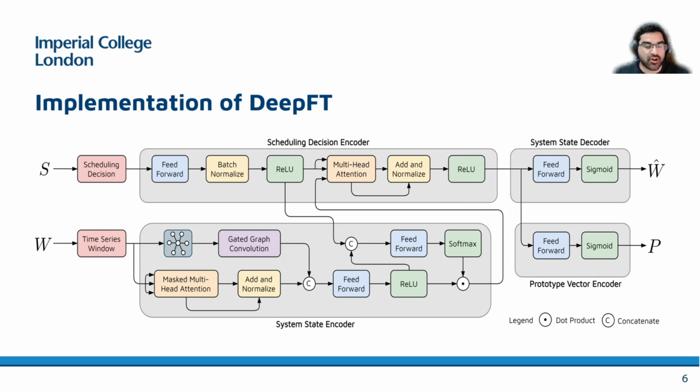Then a dot product attention module is used to effectively scale the approach with the infrastructure size, which was hitherto not possible in prior approaches. The scheduling decision encoder uses the output of this system state encoder, and again, multi-head attention allows us to generate an output conditioned on the window encoding and the latest scheduling decision. Finally, the encoded representation is sent to the system state decoder that generates the window reconstruction and the prototype vector encoder that generates the prototype fault class embedding. Further details on the implementation of each component, that is the encoders and decoders as neural networks, can be seen in the paper.